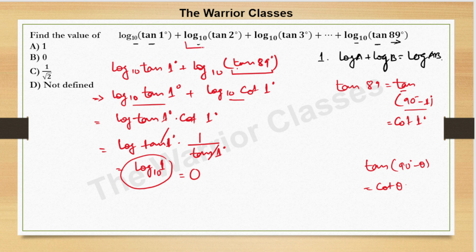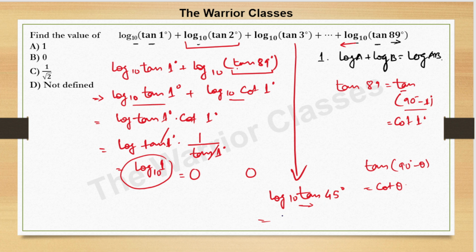Similarly, if we take the second term from the beginning and the second term from the last, that term will also be 0, and our middle term will be log base 10 of tan 45 degree, right? And the value of tan 45 is 1, so the value of this term will also become 0. So the value of all the terms becomes 0 plus 0, and the total will be 0. So the correct answer of the question is option number B.